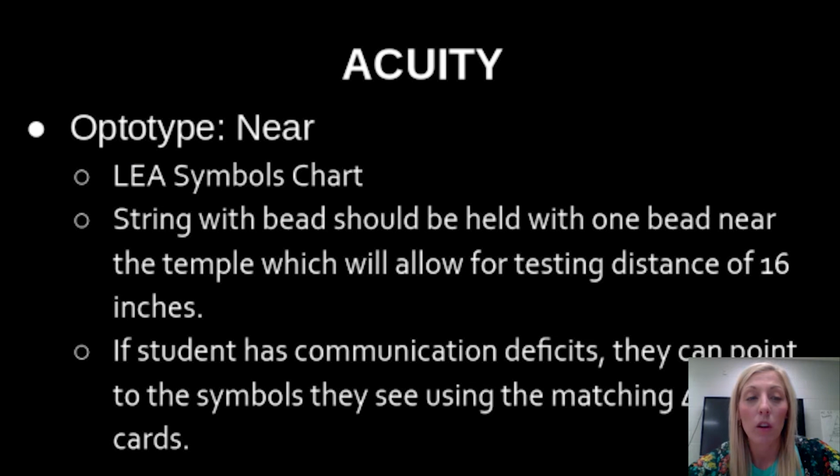And then you're going to want to do their near vision. I really like to use the LEA symbols chart. It comes with a bead attached to it, so you know the distance, so it's exactly 16 inches. What I really like about this chart is that it comes with the cards with it. Let me show you on the next slide.